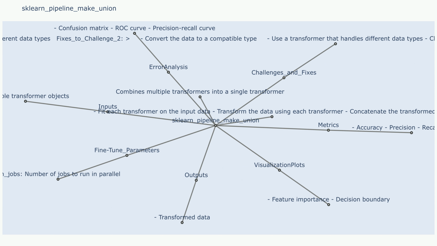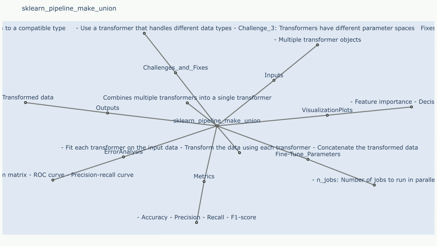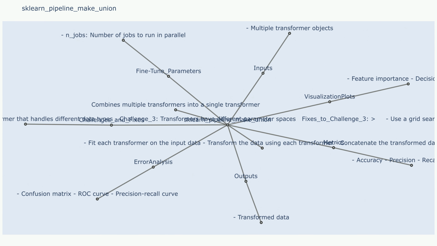Challenges and fixes. Challenge 1. The order of transformations can significantly impact the final results. Sample use case that resulted in challenge 1. If you have a pipeline with a standard scaler followed by a PCA, the order matters. Scaling before dimensionality reduction can be beneficial. However, if the order is reversed, the PCA might be applied on data with vastly different scales, leading to poor results.